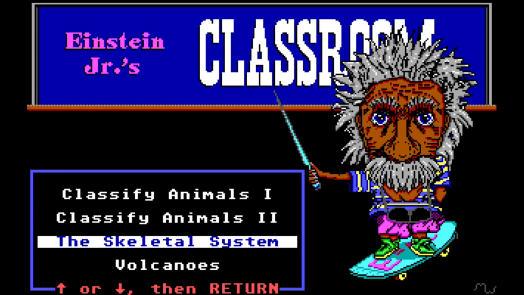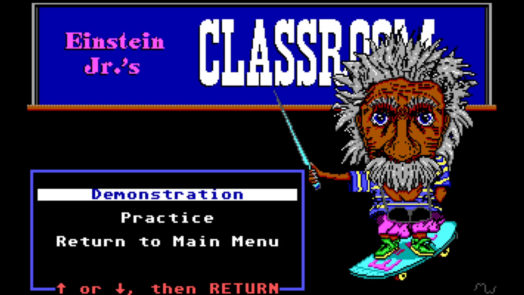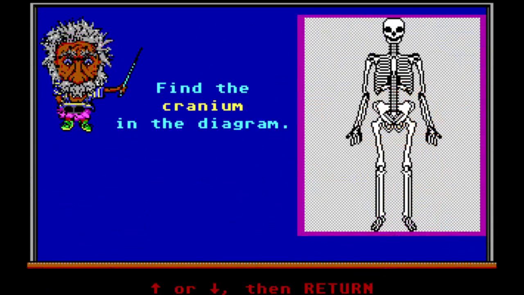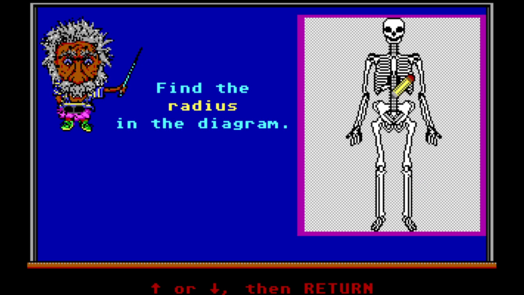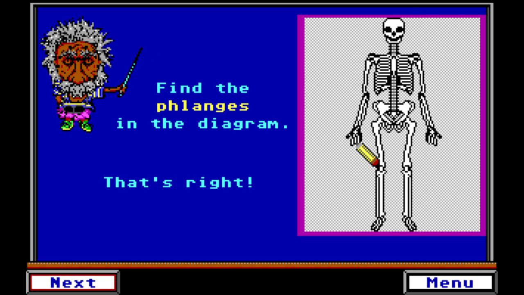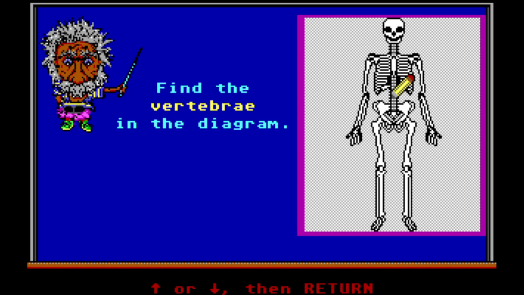The skeletal system. I can't imagine I will have much trouble with this. Cranium is the skull. Radius is one of the two forearm bones. I want to say the 4. Yep. So the ulna would be the back. Phalanges would be the fingers. Or the toes. The vertebrae would be the spine. The humerus is the upper arm.